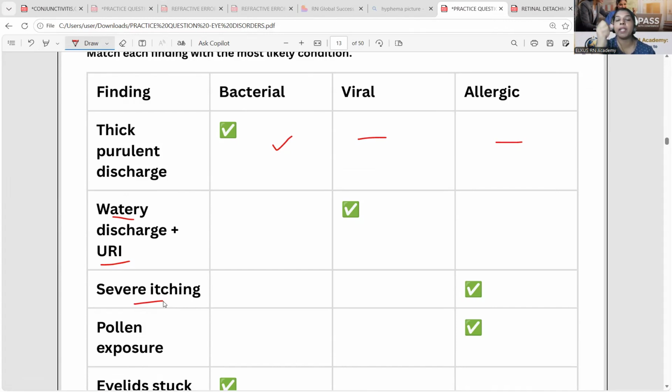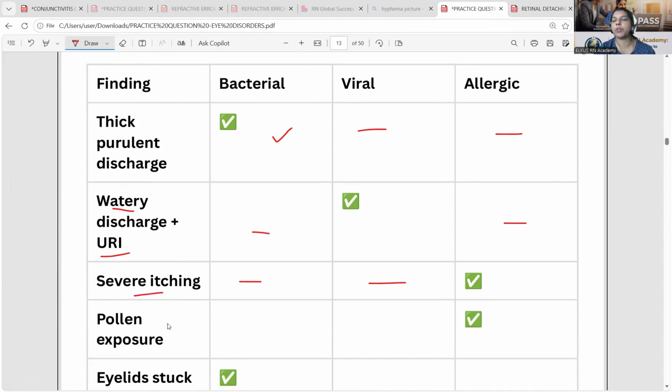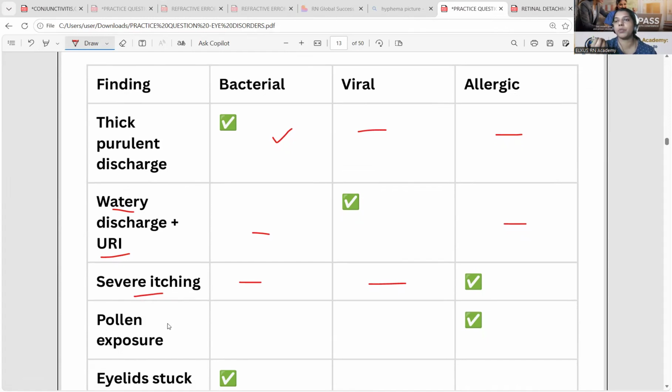Severe itching can be present in allergic only, because allergy is the main cause of that conjunctivitis. So severe itching can be present in allergic conjunctivitis only. It is absent in bacterial and viral. And here, pollen exposure. Pollen is an allergen, so it is not related with bacterial or viral. It can be related with allergic conjunctivitis only.